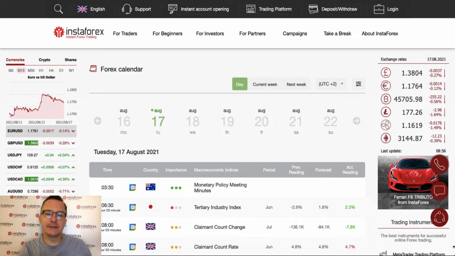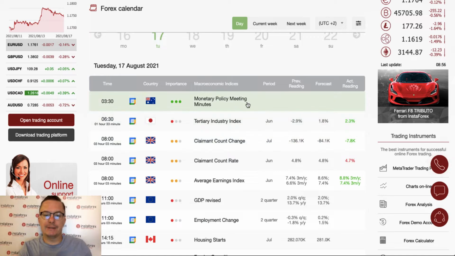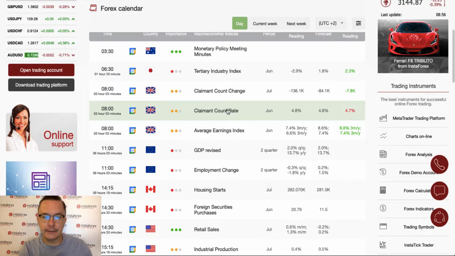Today is Tuesday 17th August 2021 of course, and let's take a look at the Forex calendar to see what is going on today. Monetary policy meeting minutes from Reserve Bank of Australia had been released 3:30 in the morning, so we'll definitely take a look at the Australian dollar today again.